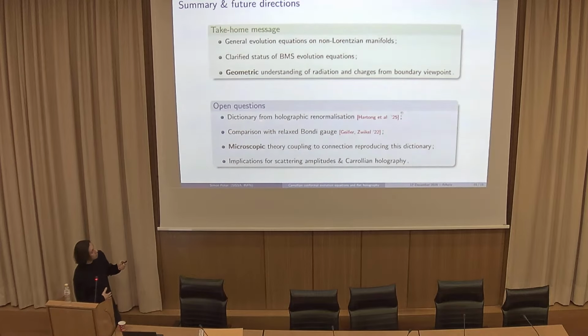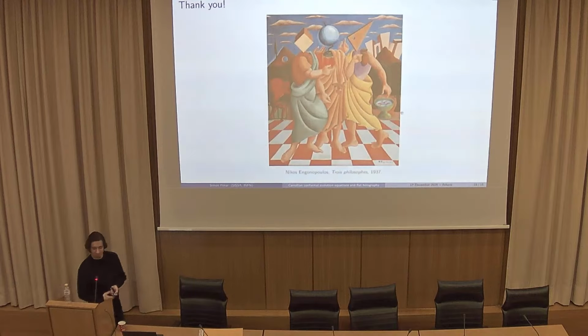The first one is how to obtain this dictionary from first principles, namely holographic renormalization, like what is done in AdS. Make a comparison with other works that involve a relaxation of the Bondi gauge in order to see if we match also in this way. And one very important thing that I haven't talked about at all is what could be the microscopic boundary theory that could reproduce this dictionary. And this is, of course, the next natural step, and study the implications of these findings for scattering amplitudes in flat space and Carrollian holography. And with this, I would like to thank you for your attention.